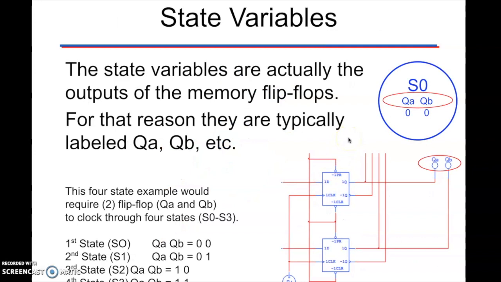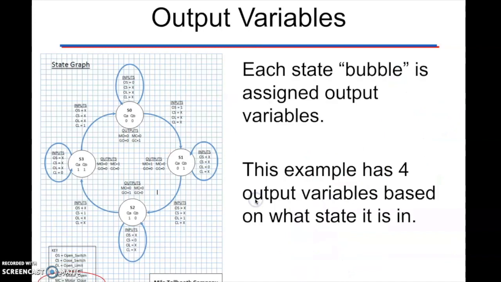So the state variables are actually the outputs of the memory flip-flops. And for that reason, like I said before, they're labeled QA, QB. So this 4-state example would require 2 flip-flops for QA and QB to clock through 4 different states, S0 through S3. And then looking at the output variables, each state bubble is assigned output variables as well. This example has 4 output variables based on what state it is in.